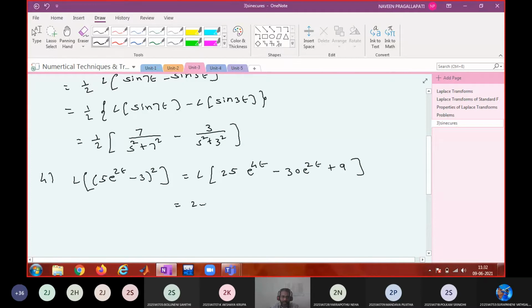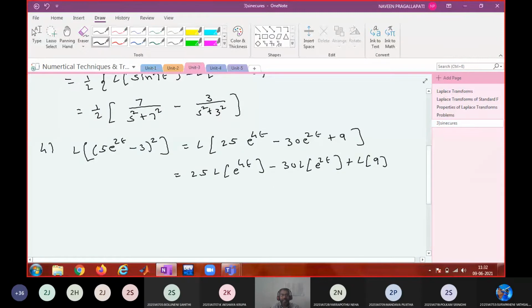So this is nothing but 25 times Laplace of e power 4t minus 30 times Laplace of e power 2t plus Laplace of 9. You can write Laplace of 9 or you can write 9 into Laplace of 1. Both are the same. Laplace of e power at is 1 by s minus a. So this is 25 by s minus 4 minus 30 by s minus 2 plus Laplace of a constant, which is constant by s. So this is 9 by s. That's it.